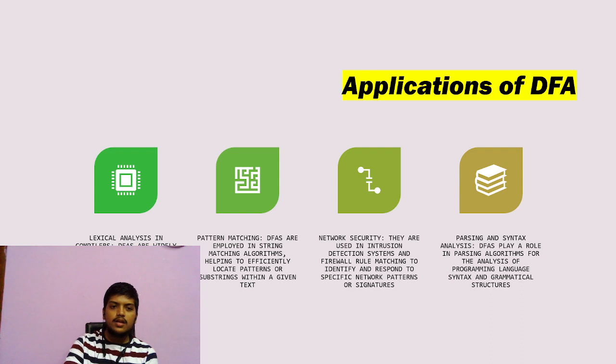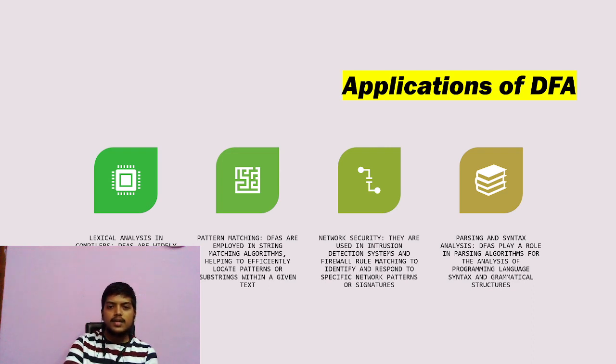Applications of DFA. DFA is there in lexical analysis and compilers, pattern matching, it is mainly used in network security as well as parsing and syntax. So in lexical analysis, compilers, DFAs are widely used in compilers to perform lexical analysis, where they recognize and tokenize input source code based on predefined patterns and keyword identifiers.